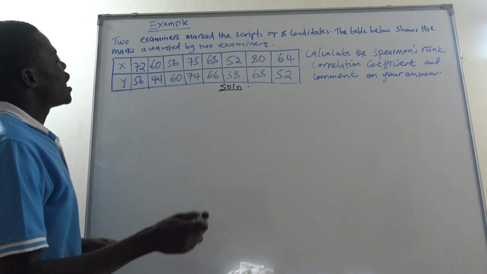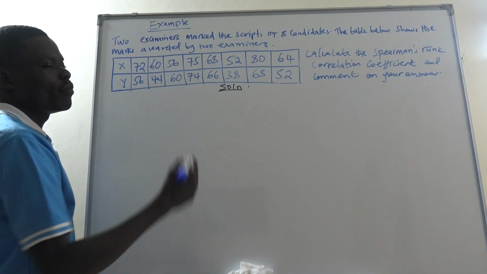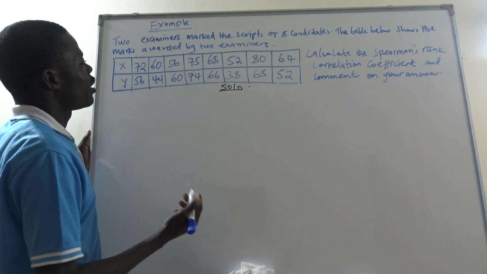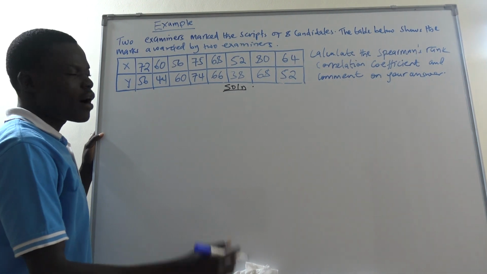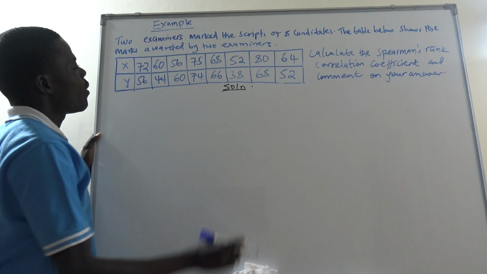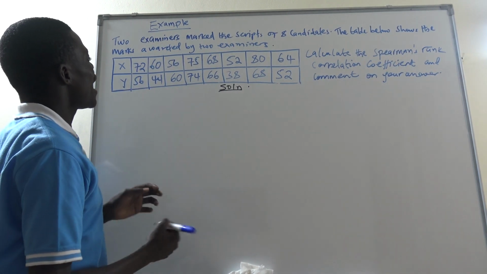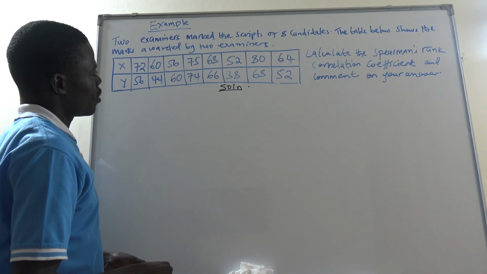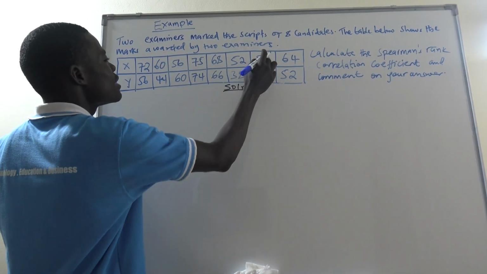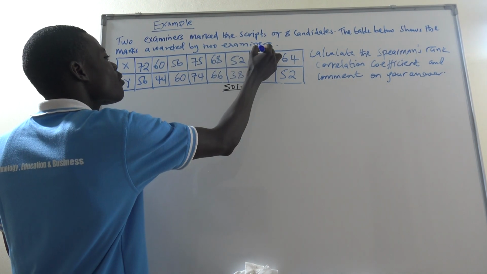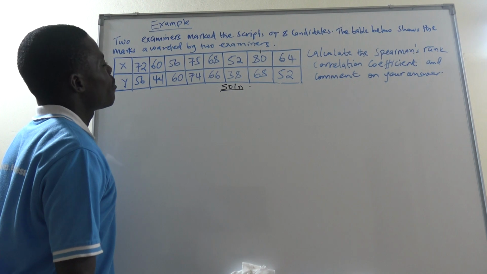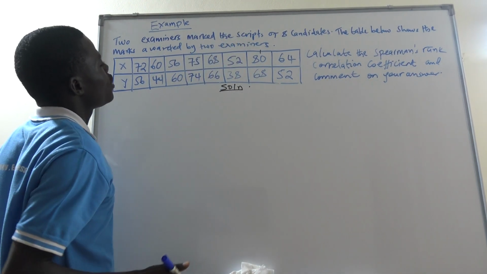We can even start ranking them from the table before we transfer it into another table which we shall draw later on. Which one is the first and which one is the second? We start with X. Which one is the highest mark of examiner X? Examiner X awarded the highest mark as 80, so this one takes the first position.